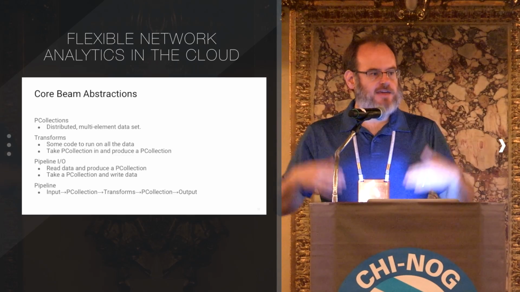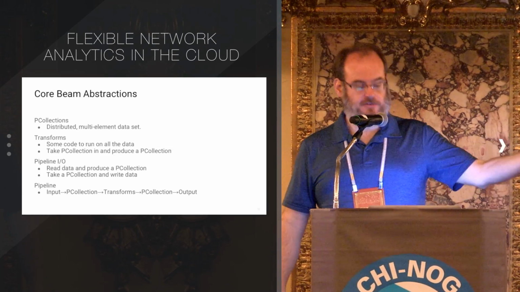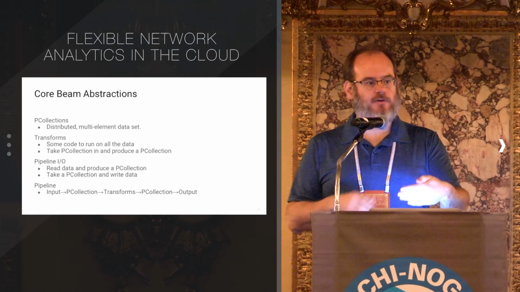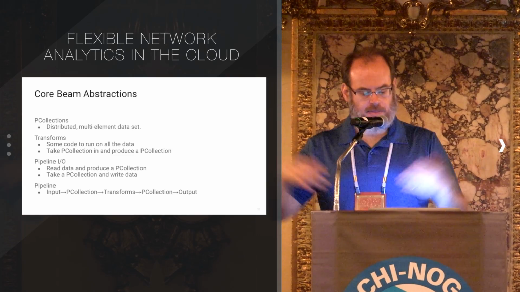So these 3 things work together to build a pipeline. And a pipeline looks something like this. There's input, there's a P collection, there's transforms, which each use P collections between them, and then finally, the last P collection, and then you generate some output.